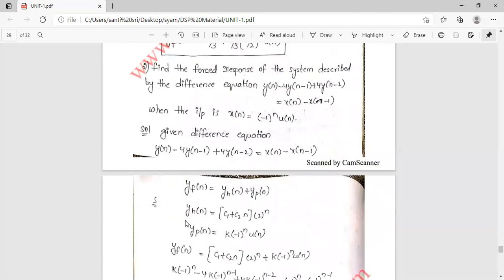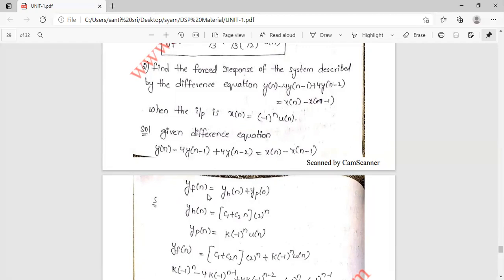Next, find the forced response of the system described by the difference equation y of n minus 4 into y of n minus 1 plus 4 into y of n minus 2 is equal to x of n minus x of n minus 1, when the input x of n is equal to (minus 1) whole power n into u of n. Okay, so the given difference equation is y of n minus 4 into y of n minus 1 plus 4 into y of n minus 2 is equal to x of n minus x of n minus 1.